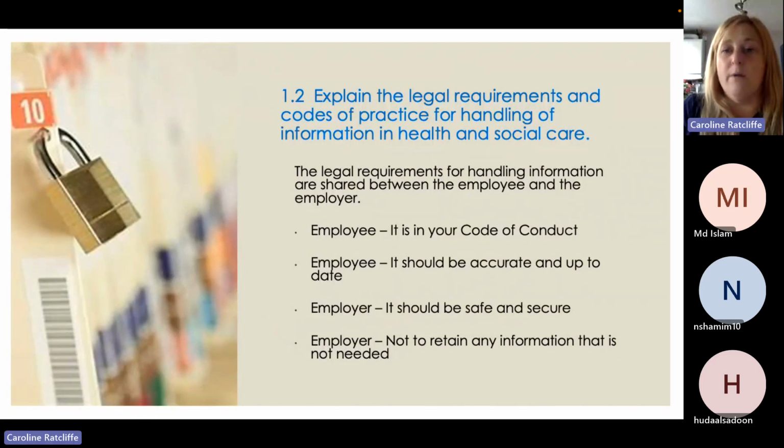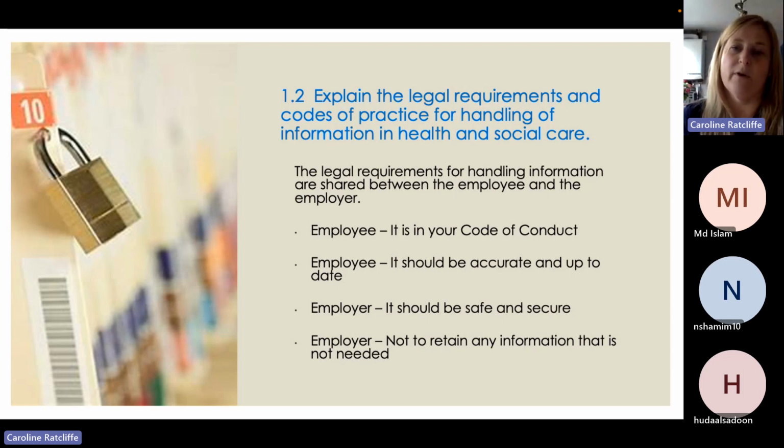So the legal requirements then, within the Data Protection Act that I was talking about earlier, it does very much split it. So there's 4 areas that it's looking at. And it's a 50-50 split between the employee and the employer. So in other words, the employee, the healthcare professional, so the nurse, the midwife, the paramedic, the radiographer, the GP, the dentist, whoever it is that's in that situation.